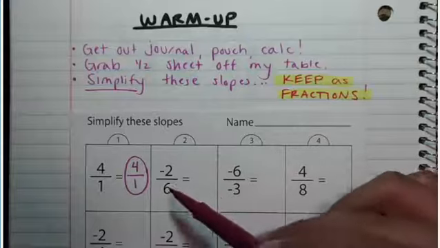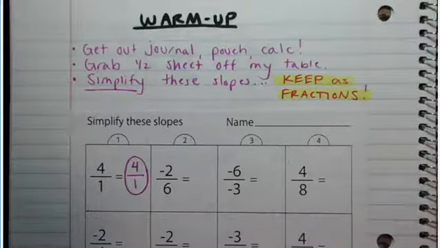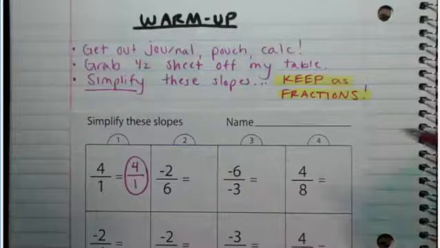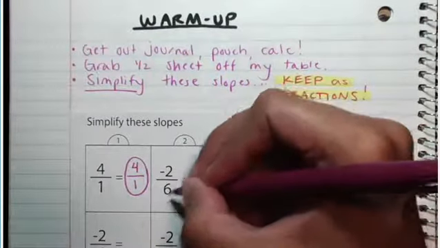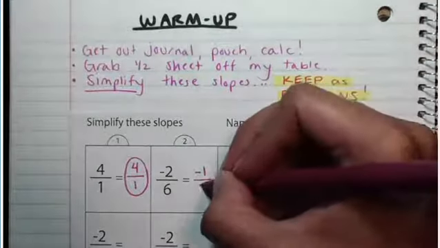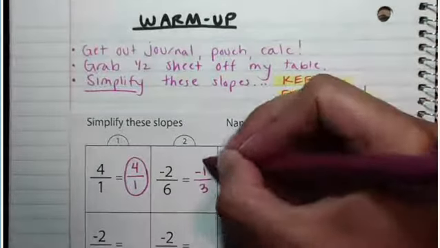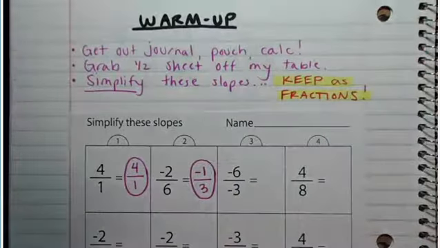Okay, the next one, negative 2 over 6. 2 goes into both negative 2 and 6, so negative 2 divided by 2 is negative 1. 6 divided by 2 is 3. I cannot simplify that anymore, so my answer here would be negative 1 over 3.